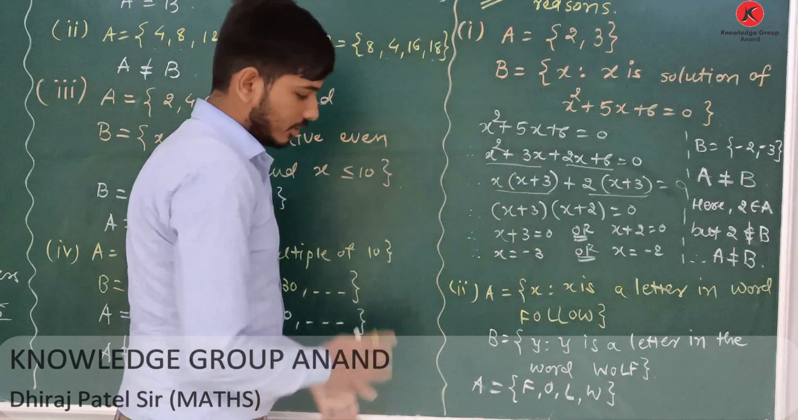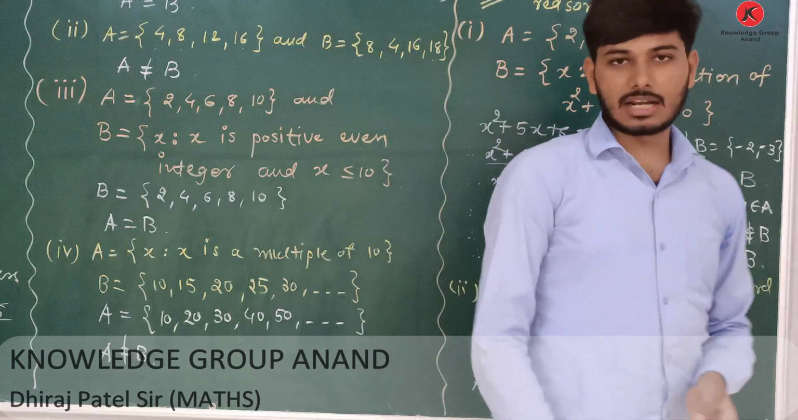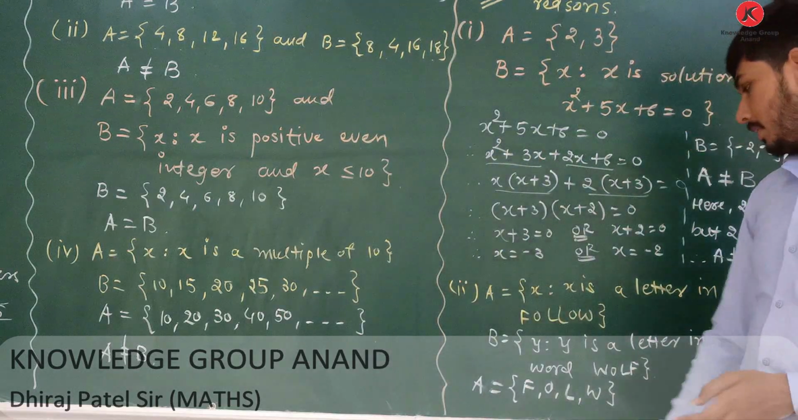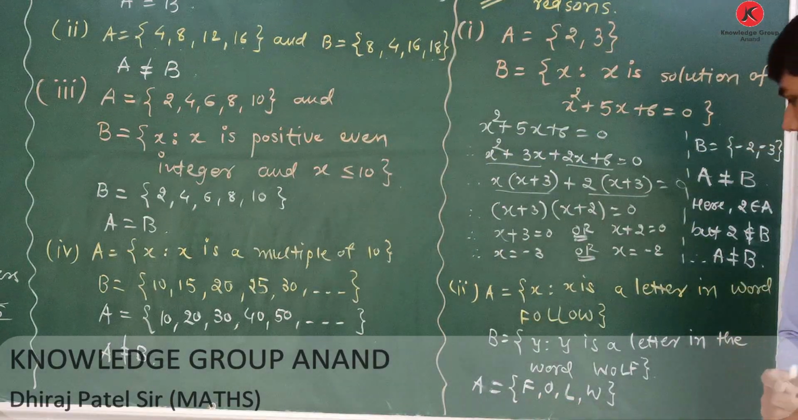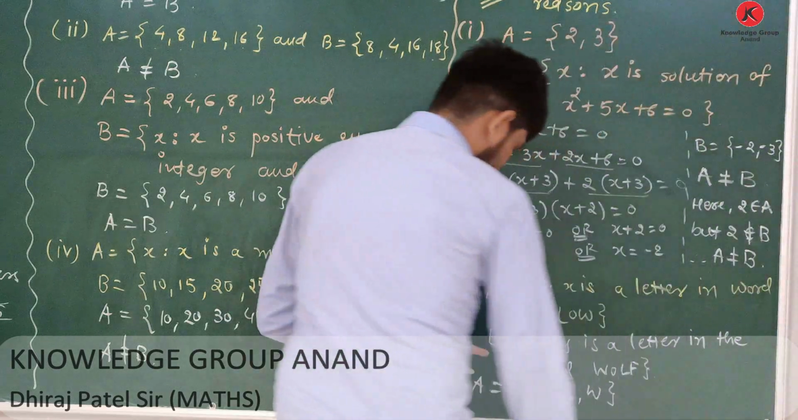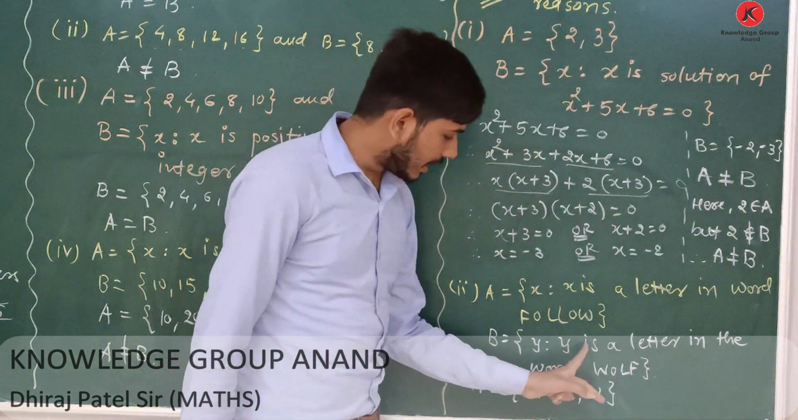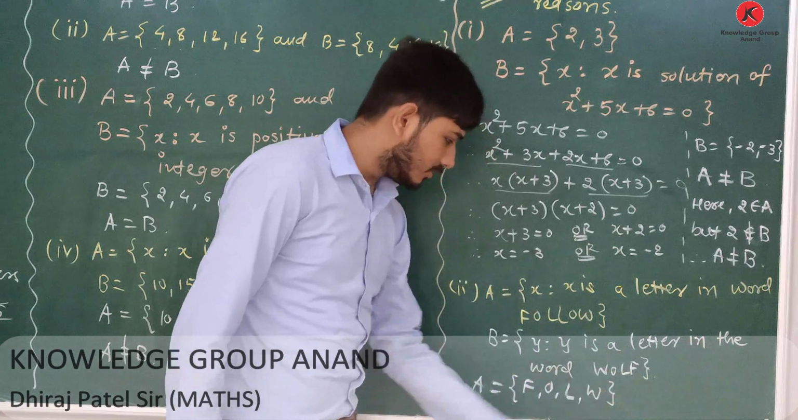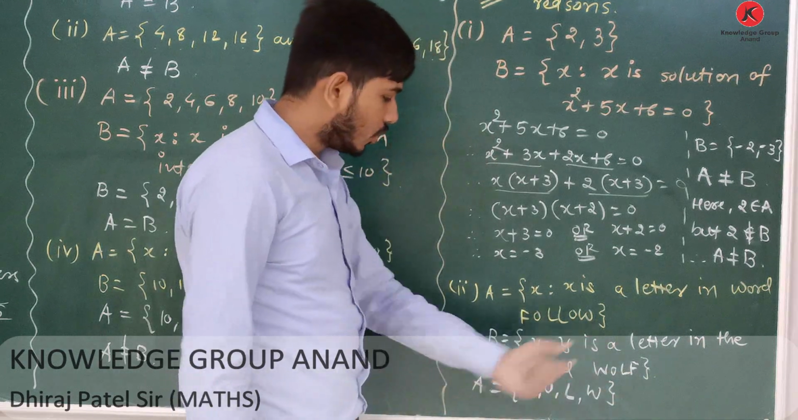O we will not repeat. Okay? Only one time can we write a letter in set form. Now set A equals F, O, L, W, and set B equals the set of y such that y is a letter in the word wolf, W O L F.